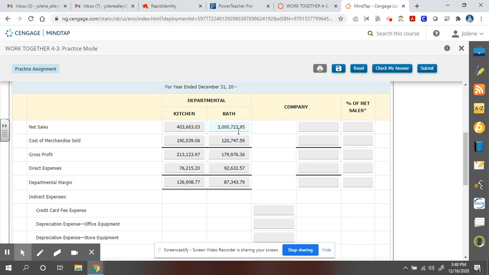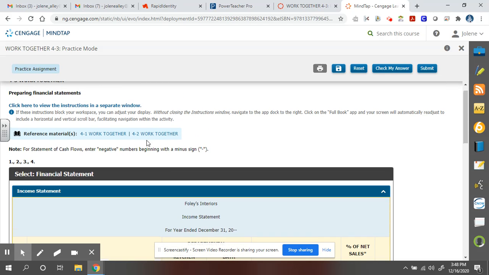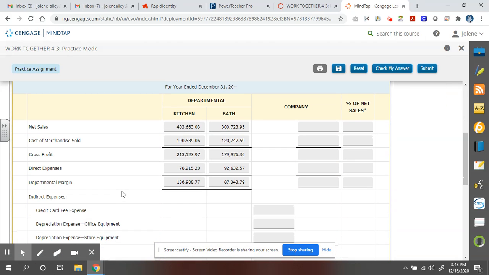Okay. Whoop, I put too many zeros in this one. I wondered if I had done that. All right, so these we all got off of up here. We got those numbers out of the 4-2 work together. Okay, now we go over here. We're going to add these across for the whole company. Apparently this company only has a kitchen department and a bath department. That's it. So add these across.